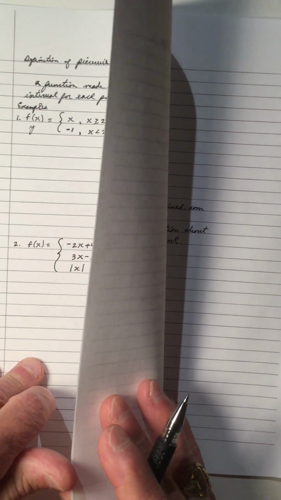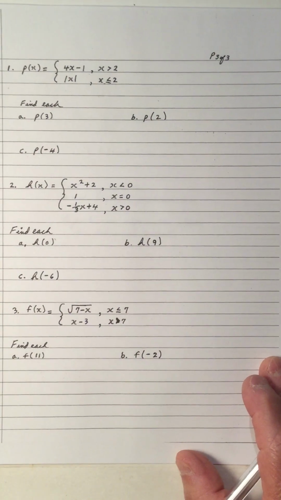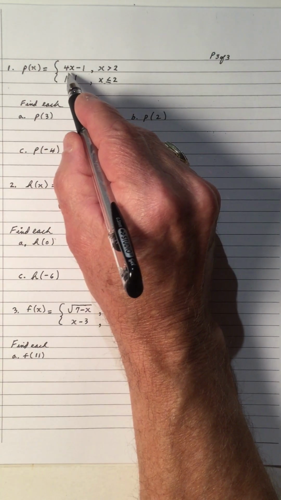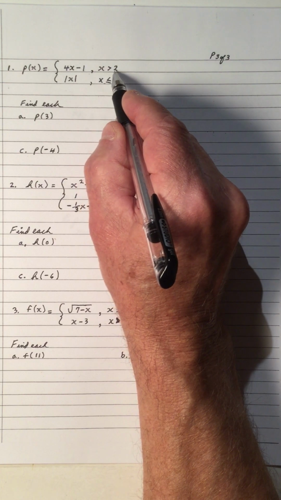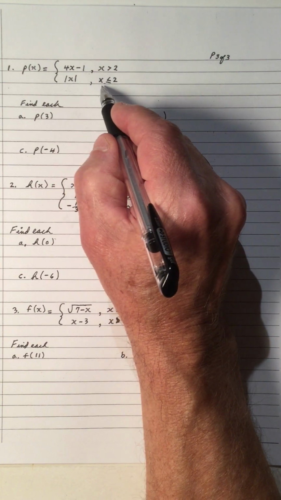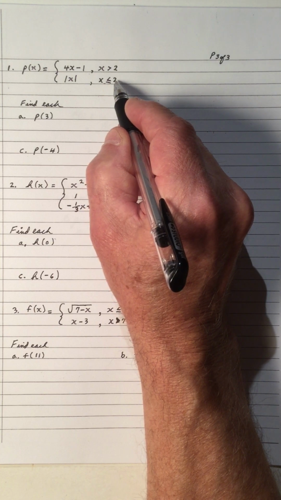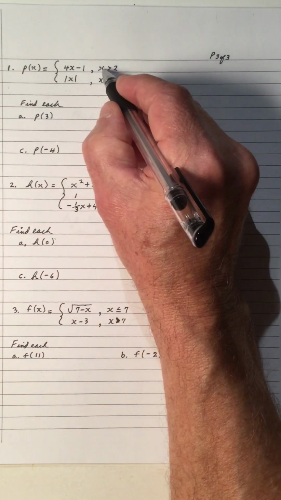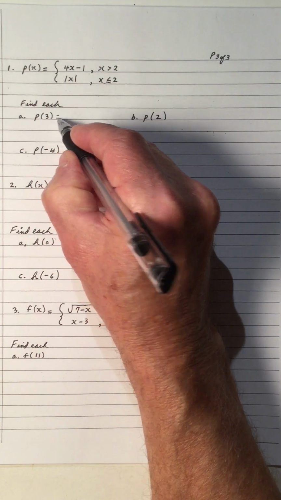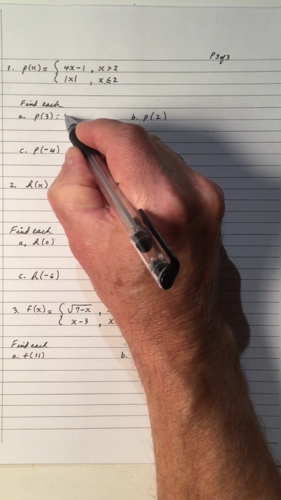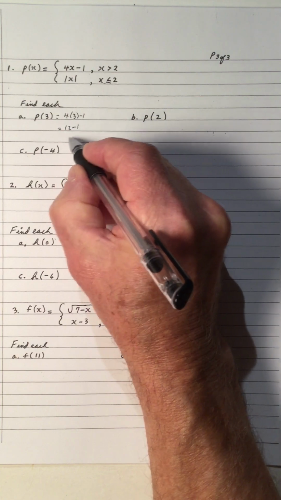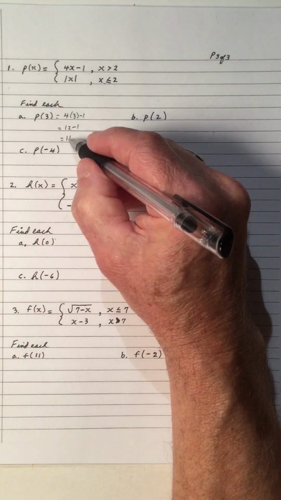Another way to represent piecewise functions is to find some values, not having to graph, as in this illustration on this page. The p of x equals 4x minus 1 when x is greater than 2. The absolute value of x is when x is less than or equal to 2. So we want to find the p of 3. Looking around, 3 fits here. So we have to put the 3 into this function. So 3 goes in place of x. That gives us 12 minus 1, which is 11. So the p of 3 is 11.